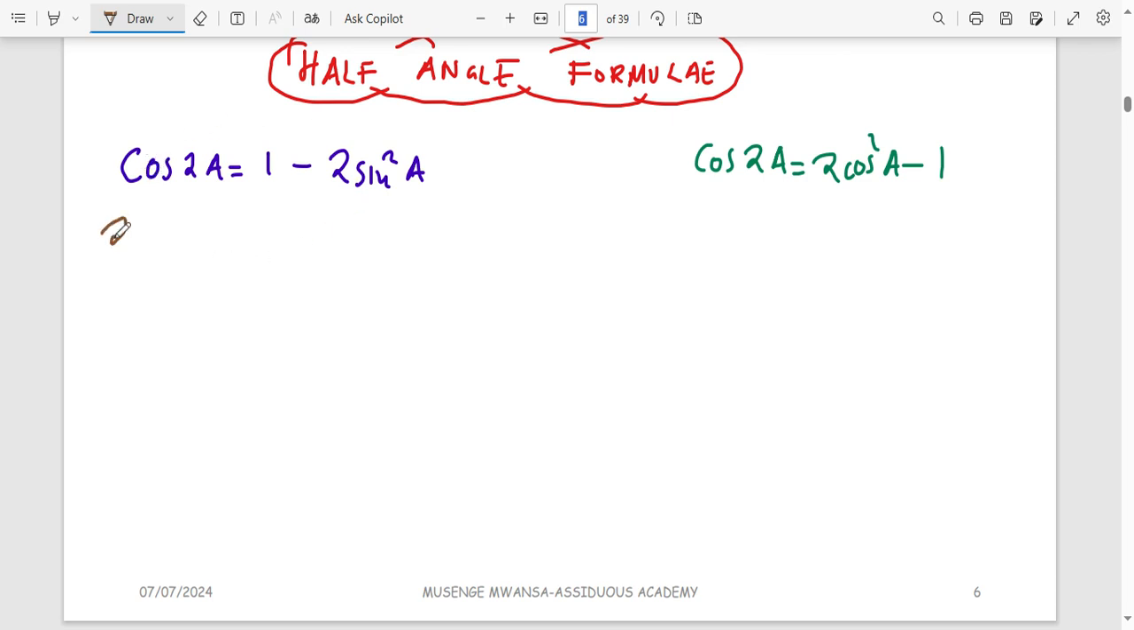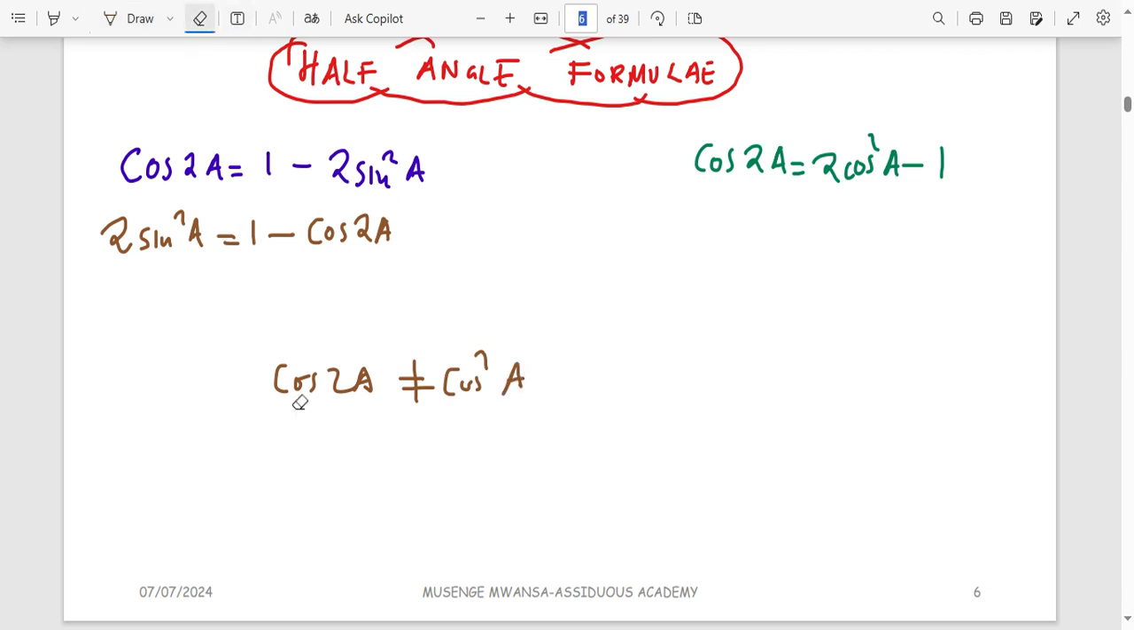I'm going to take the cos 2a to the other side. So it becomes 2 sin squared a is equal to 1 minus cos 2a. Please never you confuse cos 2a. It is not the same as cos squared a. Make sure that you pay attention to that. They are never the same. Totally different things.